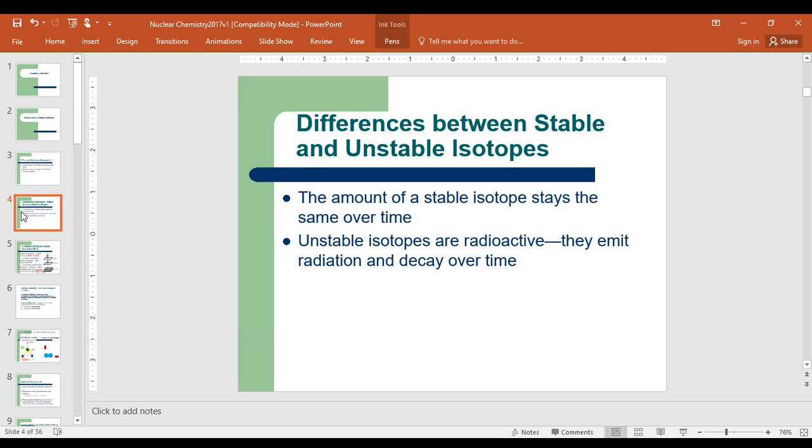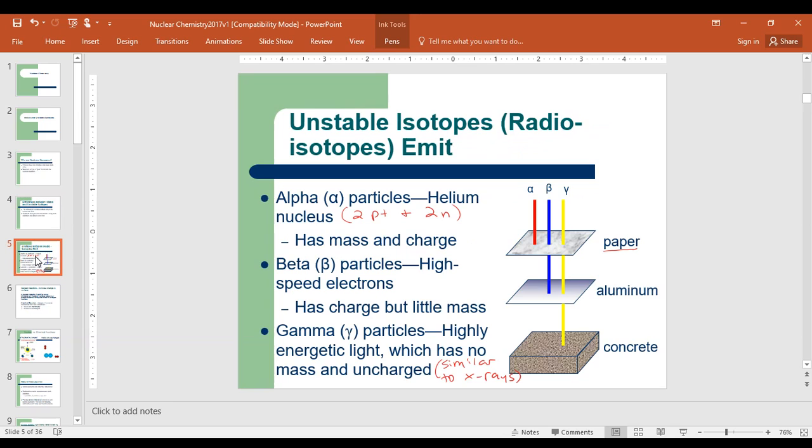So when we compare stable isotopes to unstable isotopes, the difference that we see is that stable isotopes will stay the same over time. If we have some carbon-12 and come back billions of years from now, the amount of carbon-12 will be the same. However, unstable isotopes are radioactive. They will emit radiation and they will decay over time. So if we have some carbon-14, for example, and come back billions of years from now, the amount of carbon-14 will be lower. It will decrease.